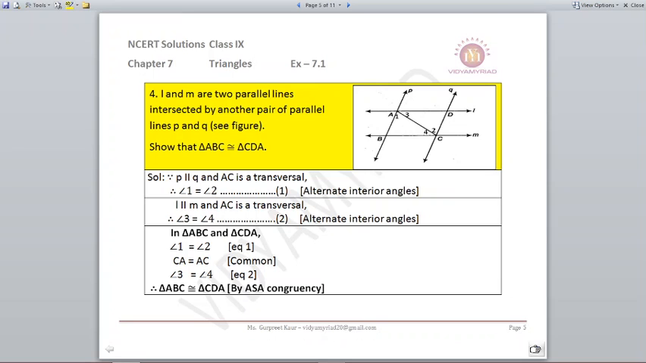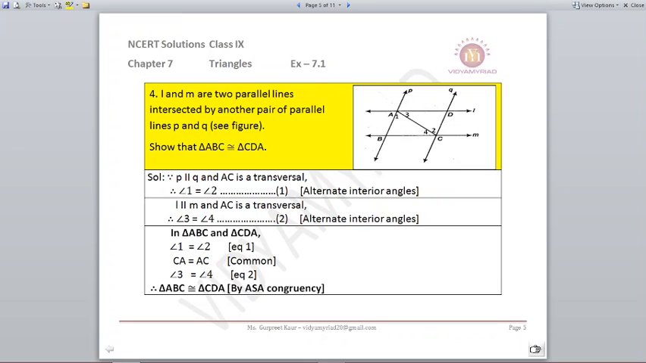Now we know the parallel lines properties, that with the help of a transversal we can find out the angles equal. If you see, I have mentioned, now taking the lines P and Q as parallel and AC as transversal, it means that angle 1 is equal to angle 2 because of the alternate interior angles.